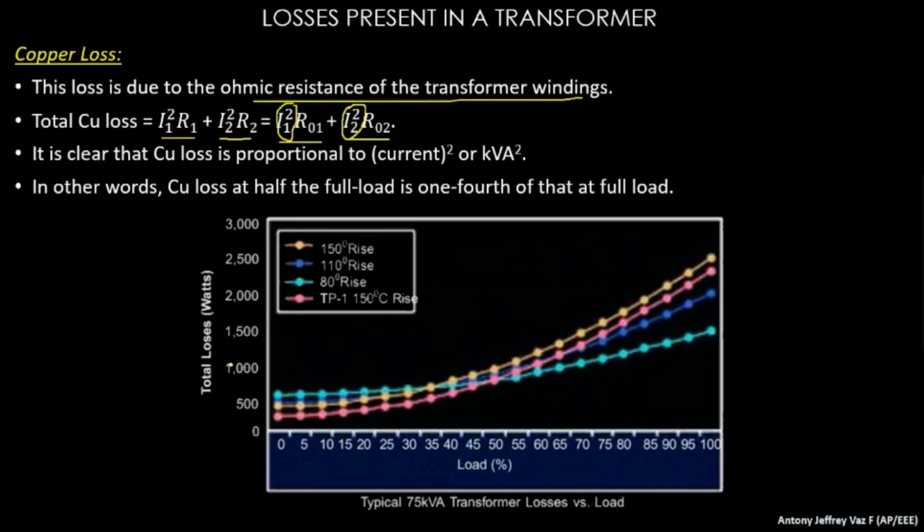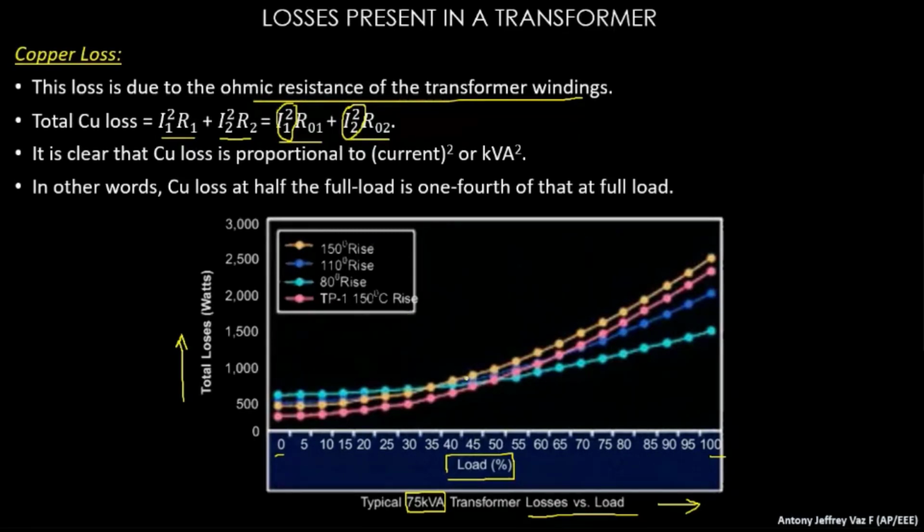You can see this graph representing the losses of a transformer, typically with a power rating of 75 kVA, and the losses versus load are given in the graph. Here, the y-axis represents the total losses in watts, and on the x-axis you see the load of the transformer from 0% load to 100% load, showing how the losses increase.